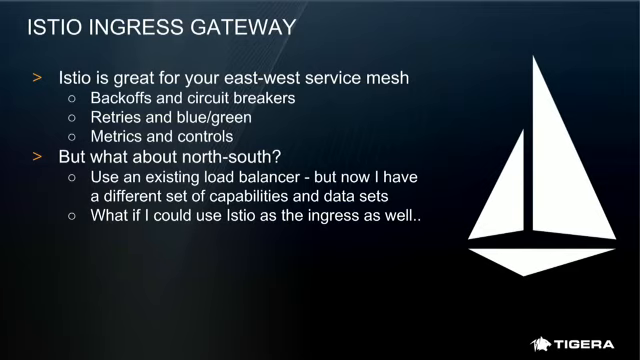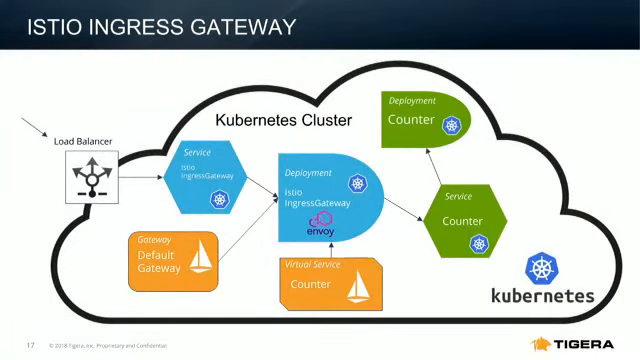So you can actually use Istio as an ingress gateway. So it's yet another object, and it happens to be an Istio object, not a Kubernetes object.